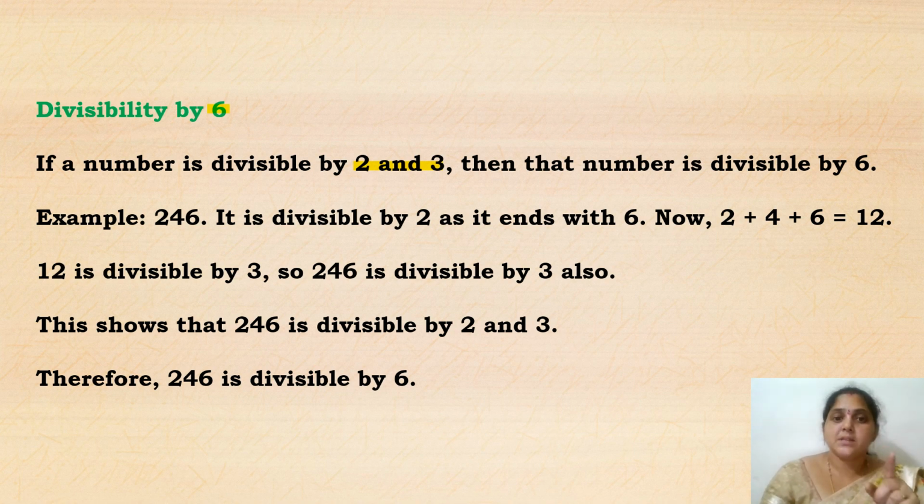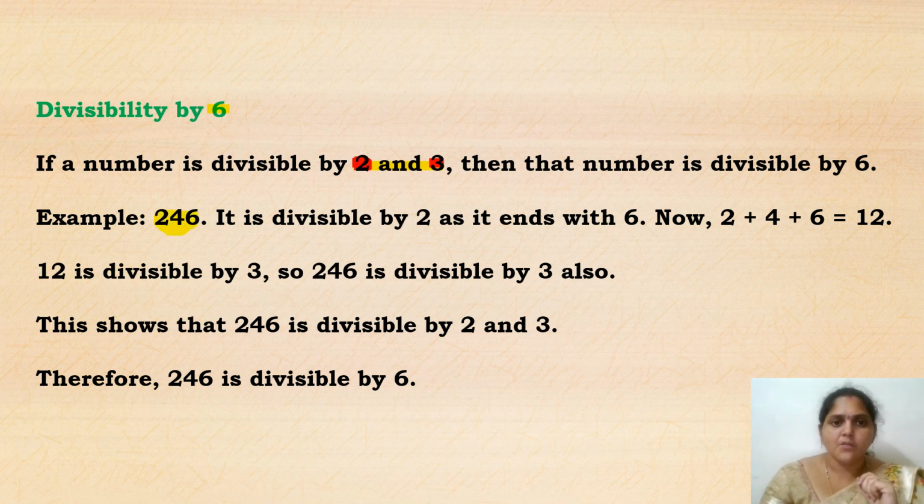What is the rule for 2? The rule for 2 is that the ones digit place value should be a multiple of 2. What is the rule for 3? When you add all the digits of the number, the answer you get should be divisible by the 3 table, right? Now here I have taken one example.